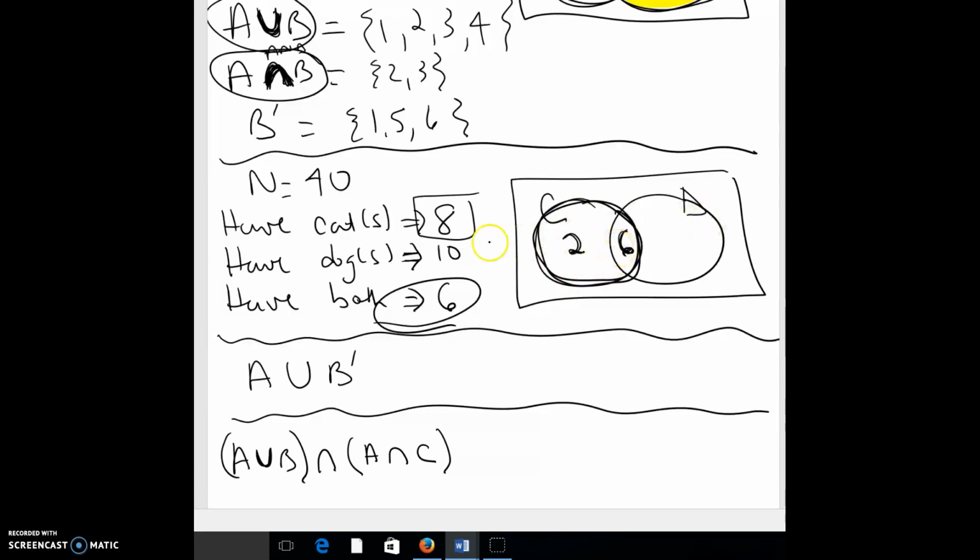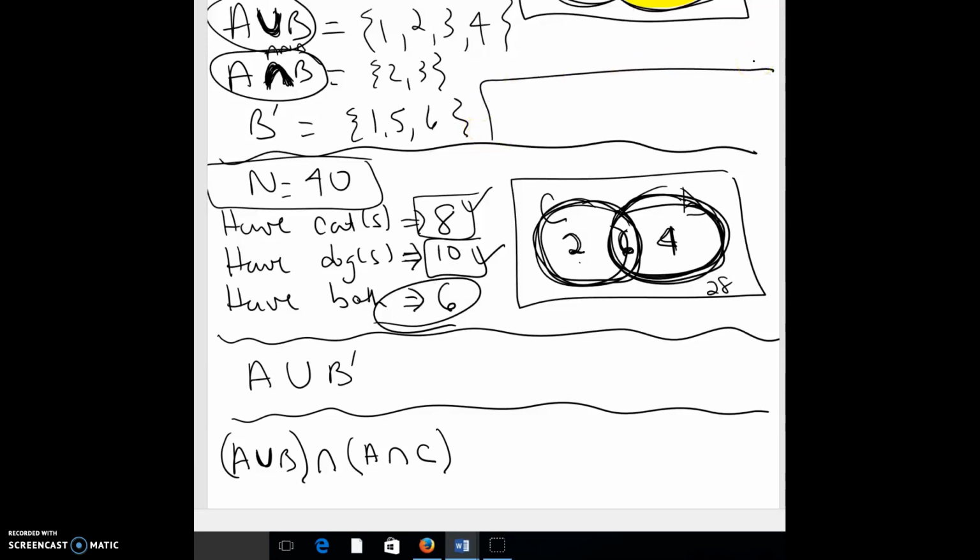The dogs, there are 10 people in the dog set, but so far I have 6 of them because they also have a cat. So there's 6 people that have both. So that means there's 4, and that would give you 10. So to check your answer, the cat circle has to have 8 people in it, and the dog circle has to have 10, and then the overlap has to be 6. But notice there are 40 people total, so the universal set has to have 40 people. Well, so far I have 6 and 4 is 10, 11, 12, and so that means there's 28 people that don't have either pet.